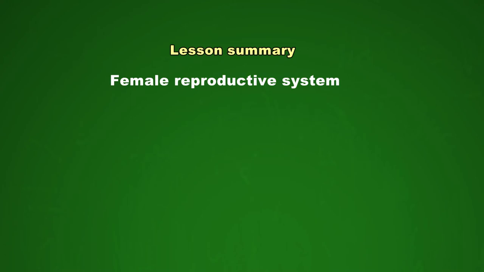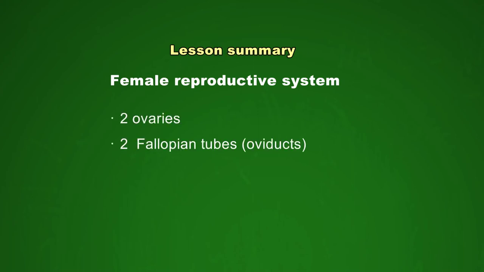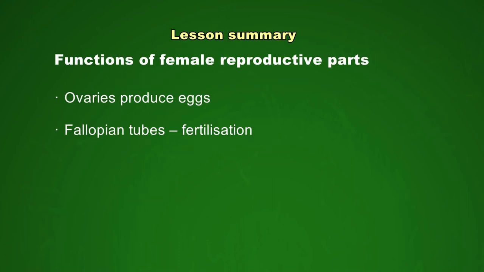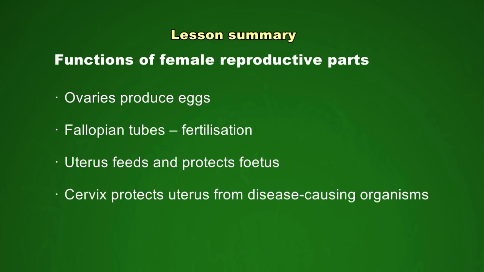We have learned today that the female reproductive system consists of 2 ovaries, 2 fallopian tubes or oviducts, a uterus, cervix, vagina, and vulva. The ovaries produce eggs, and the fallopian tube is where fertilization takes place. The uterus feeds and protects the fetus, while the cervix protects the uterus from disease-causing organisms. The vagina is the birth canal.